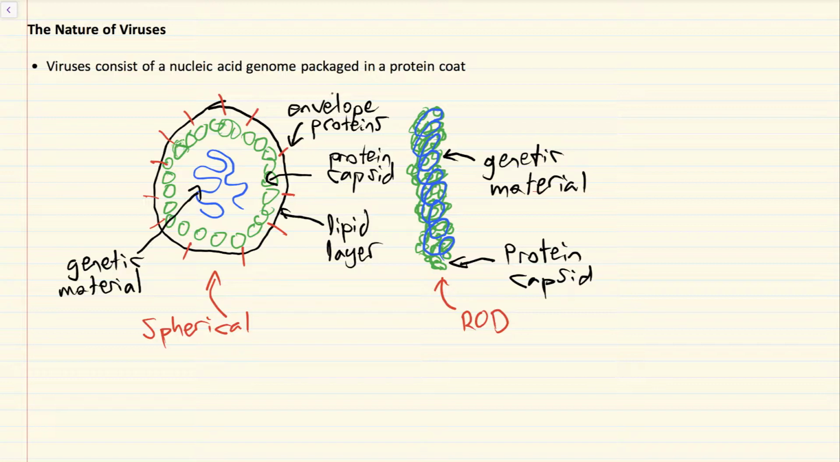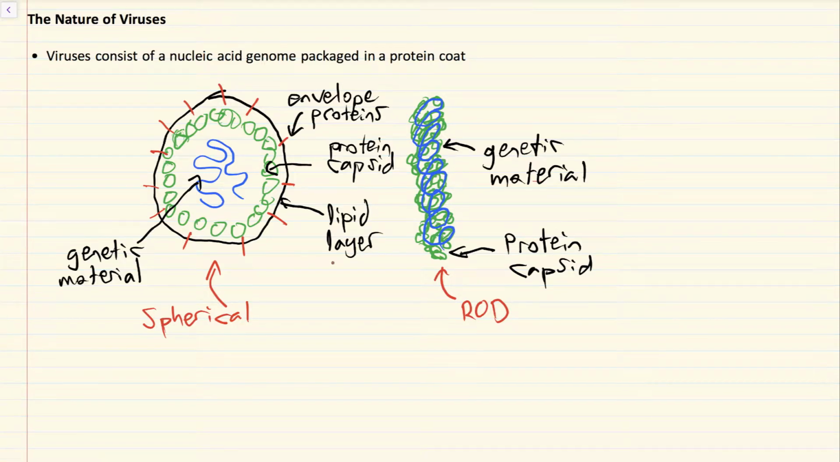We can see that the envelope proteins and the lipid layer aren't present in the rod shape of the virus. We see here that we only have a double helical or single helical shape, where there's an outer layer of protein capsids and an inner layer of genetic material. So the entire form of the virus, including all of its components such as the protein capsids and genetic material, is called a virion.